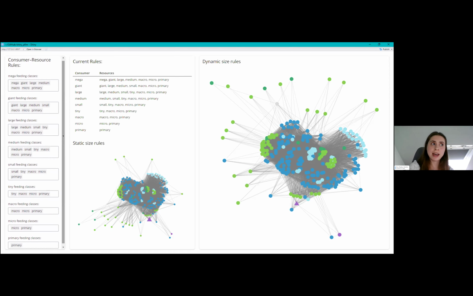What I want to point out is that very small changes can make really big, significant alterations to the food web.